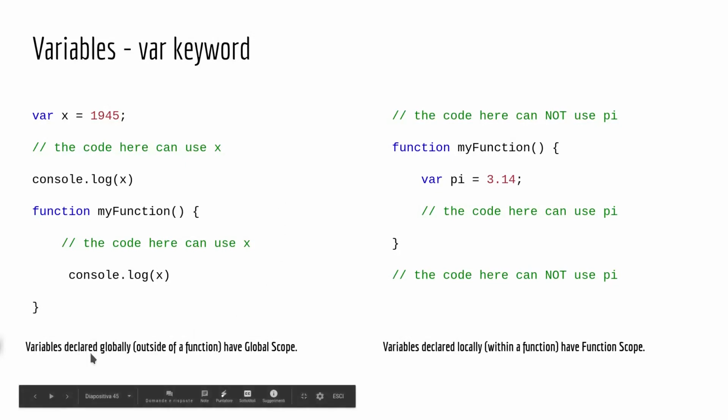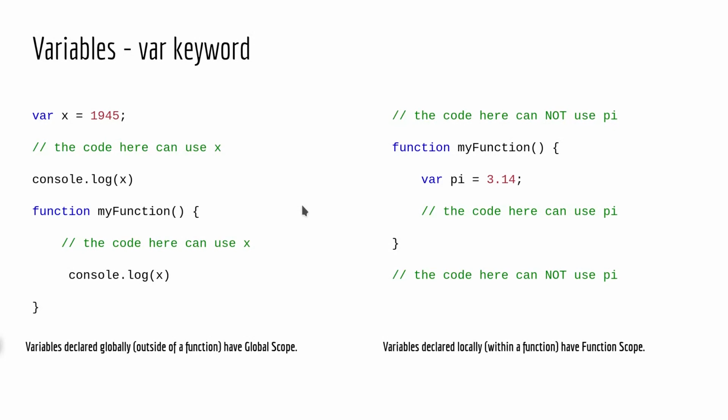Because the variable is declared globally, meaning outside of a function, the variable has global scope. Therefore, I can access the value here. The code written here outside of a function can use x. Therefore, we can, for example, pass it to console.log so that we can have the output shown in the console. But at the same time, because the scope is global, also the code inside of the function can use x. And I can therefore pass x to console.log even within the myFunction function.